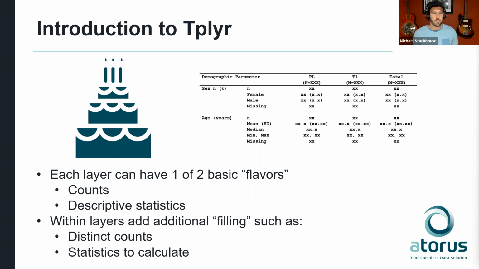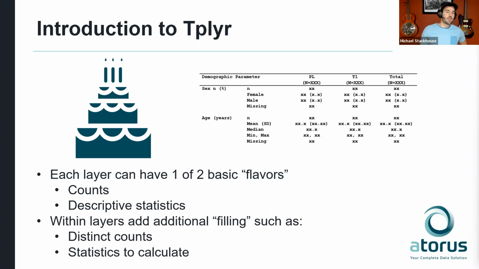that you're performing. So the core layer types that we have are counts. So if you're doing n's, if you're doing percents, if you're summarizing some categorical variable, say sex, then that would be a count layer. And then the other would be for continuous variables, which would be like descriptive statistics, a variable like age, where you're going to do n, mean, standard deviation, and so on and so forth, the different types of standard summaries that you'd present for a continuous variable.